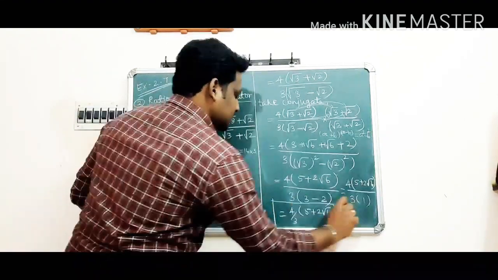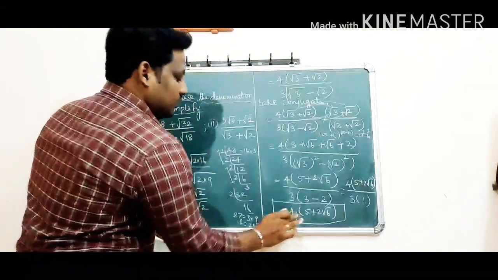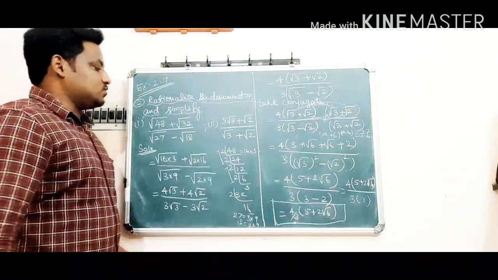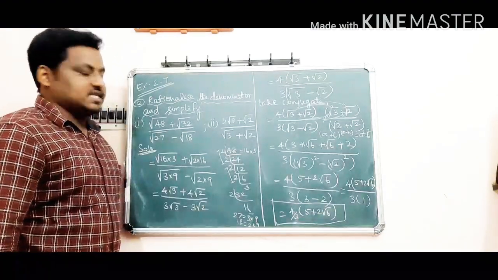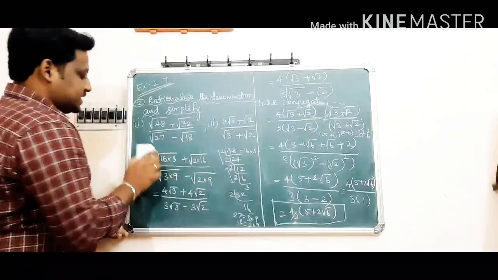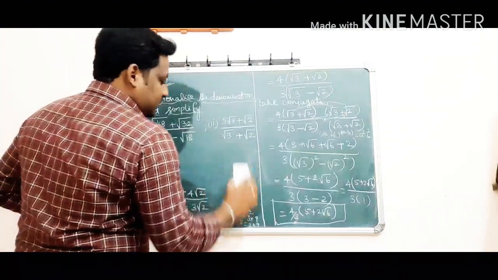So this is what the value of root 48 plus root 32 divided by root 27 minus root 18. Clear? So now second question. So second question, what is given?